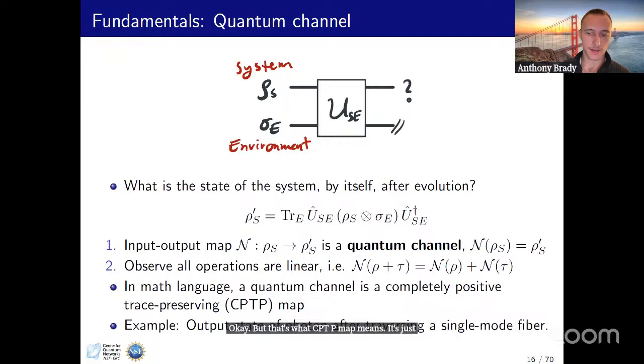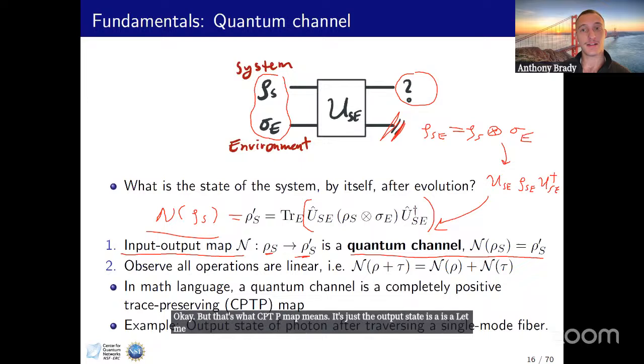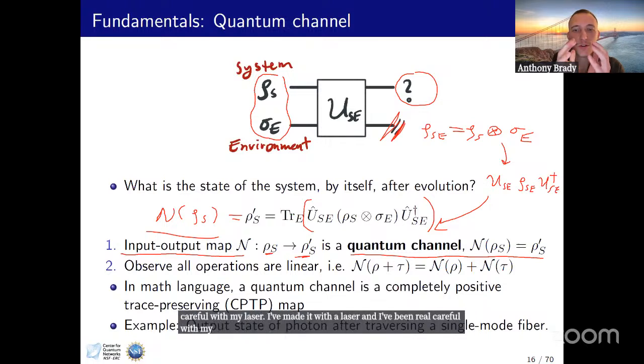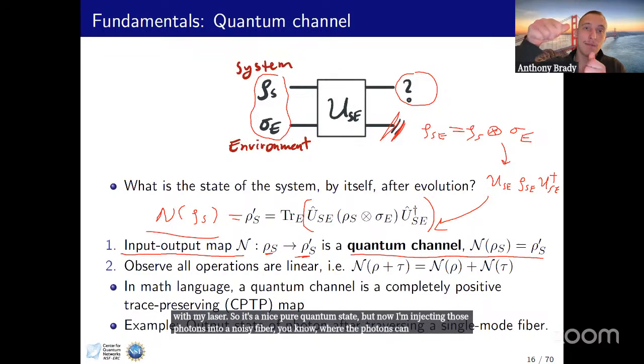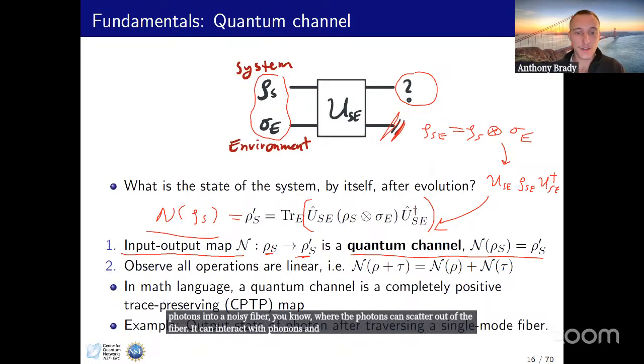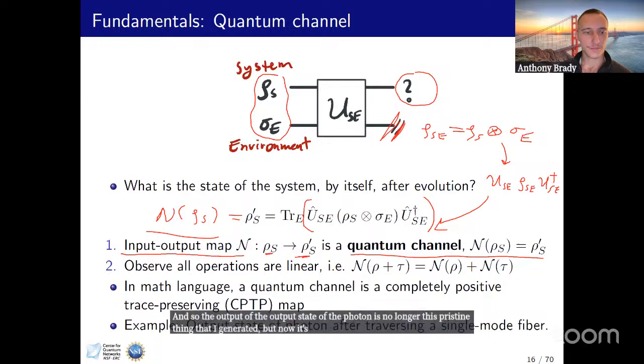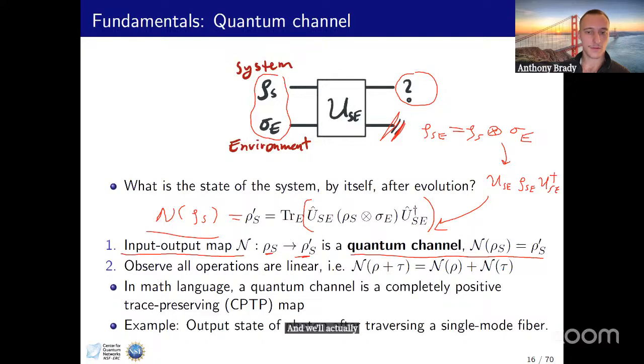It's just that the output state is a genuine quantum state. An example of this is the output state of a photon. Let's say I inject photons into a fiber, and it's in a pure, nicely formed state because I've made it with a laser and I've been real careful with my laser. So it's a nice, pure quantum state. But now I'm injecting those photons into a noisy fiber, where the photons can scatter out of the fiber. It can interact with phonons and gain some heat or whatever. And so the output state of the photon is no longer this pristine thing that I generated, but now it's some noisy state. And we'll actually give an example of that explicitly later.